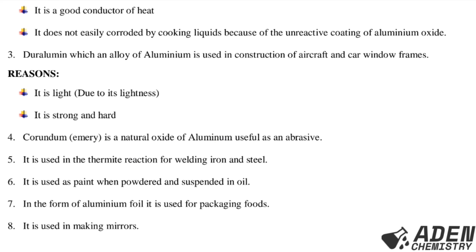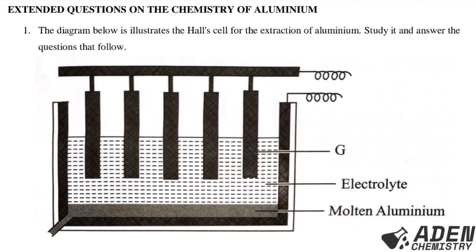So number 5, its use in the thermite reaction for welding iron and steel. Number 6, its use as paint when powdered and suspended in oil. Then number 7, in the form of aluminum foil, it's used for packaging food, or wrapping foodstuffs. So lastly, number 8, it's used in making mirrors because polished aluminum is very shiny and reflective.